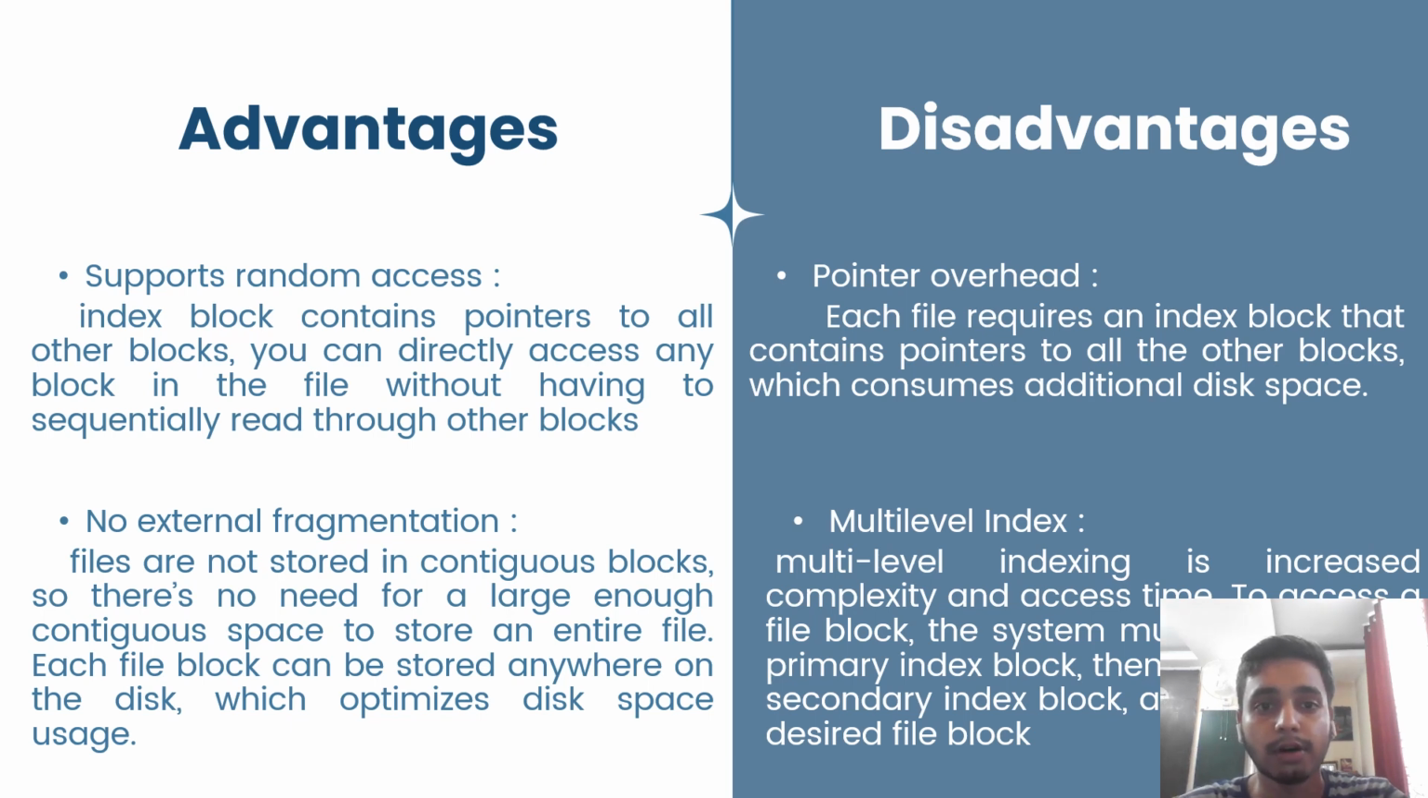The disadvantages of indexed file allocation are pointer overhead. The index block contains pointers to all the blocks, so it will require additional space to store the pointers. Multi-level indexing: to find any block at a random place, we need to go to the index blocks first. In order to go to our desired block, we have to first go to the index block, and the read head will search for the pointer of our desired file block and then we can access the block.